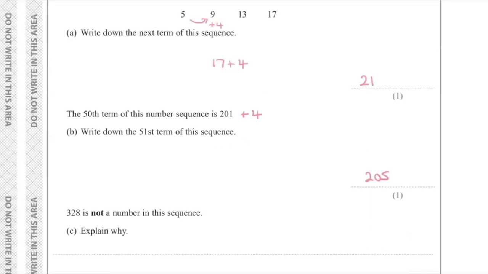And then we're being asked to explain why 328 is not a number in the sequence. So if we take a look at our sequence, 5, 9, 13, 17, we also know 201 is in it and 205 is in it. This number is very different to all the others because it is even. The sequence is a sequence that contains odd numbers only, and that's how we can determine, without too much maths, without any extra work, why it's not in the sequence. So that's what we're going to write down.